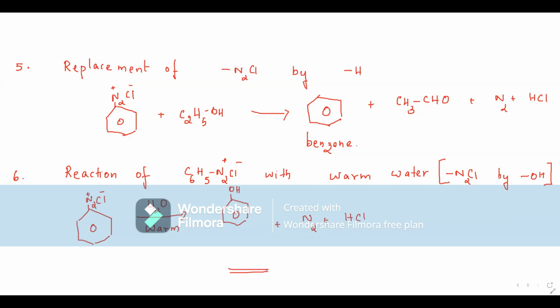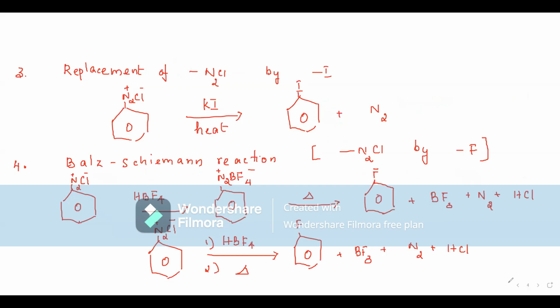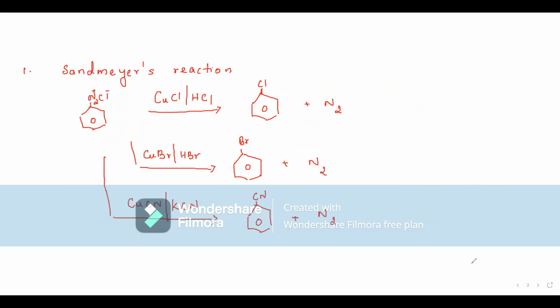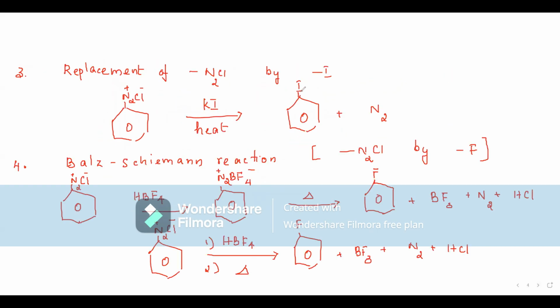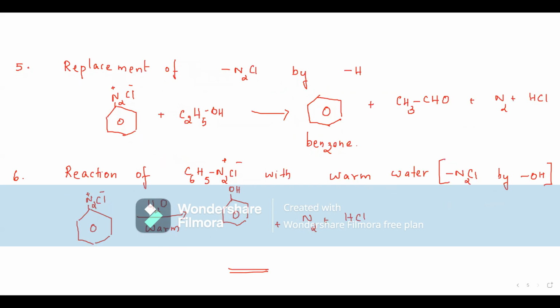So in this, we have studied how we can convert diazonium chloride, benzene diazonium chloride, to chloro or bromobenzene. We know how to convert it to cyanobenzene, to iodobenzene, to fluorobenzene, to just benzene and phenol. These are all important reactions of benzene diazonium chloride.